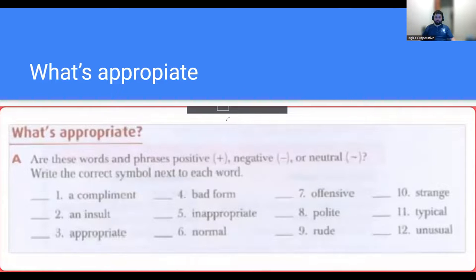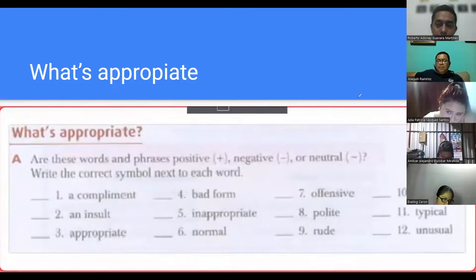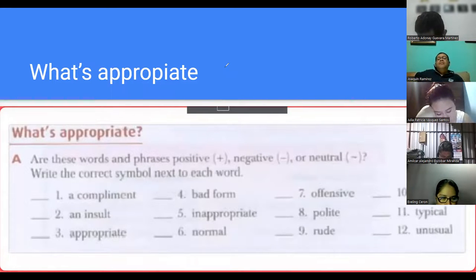So what do you think? What is appropriate? So for example, a compliment, would that be something positive or something negative? Positive. All right, so just some quick vocabulary, guys. Let's complete that real quick. Whatever you consider it to be, let's just tag it as positive or negative, okay? All right, let's go, guys.